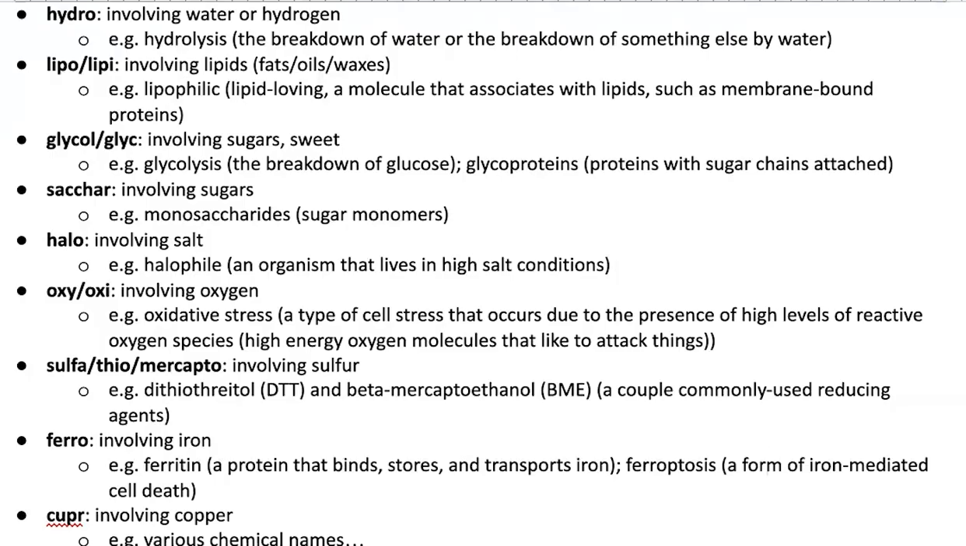Glyco or glyc, that involves sugars or sweet. So glycolysis is the breakdown of glucose or blood sugar. Glycoproteins are proteins that have sugar chains attached. In those cases, you're seeing this word glyco or glyc. Another word for involving sugars is saccharide. So a monosaccharide would be a sugar monomer. So remember that monomer would be a single unit, and a monosaccharide would be a single unit of sugar. So connecting our units, we've got mono and we've got saccharide.